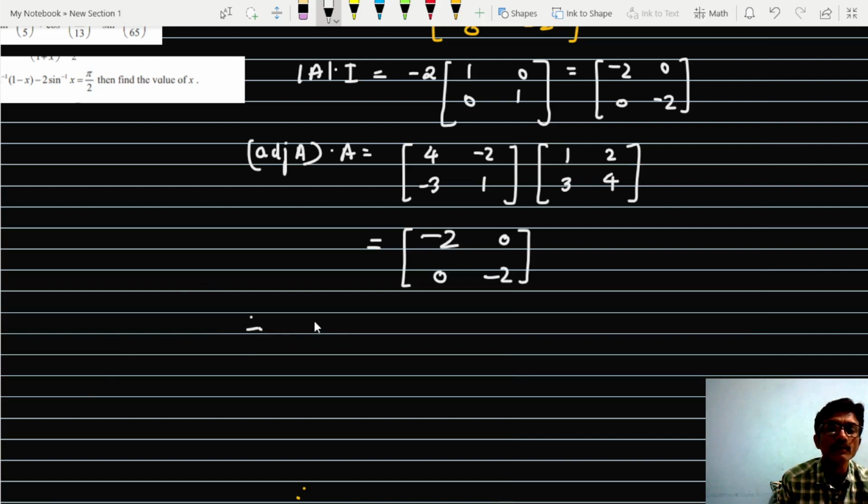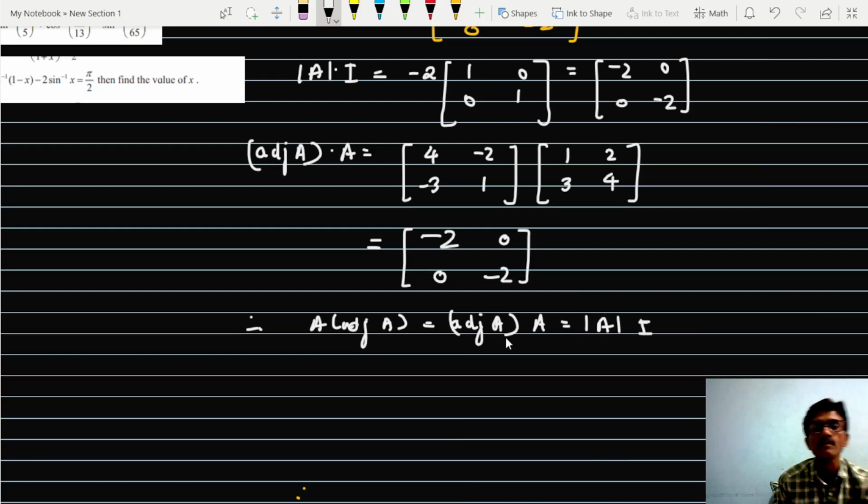Therefore we are getting A into adjoint of A and adjoint of A into A, that is equal to determinant of A into identity matrix, which means it is proved.